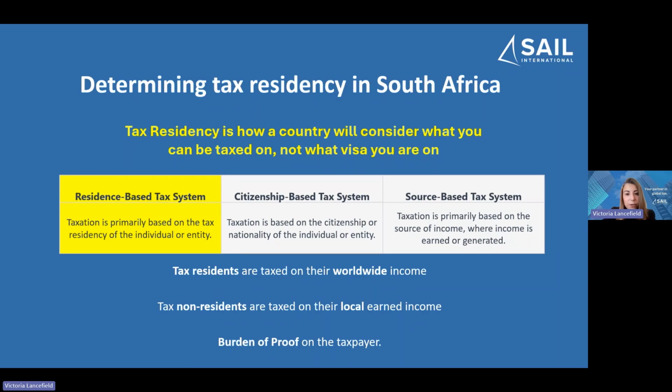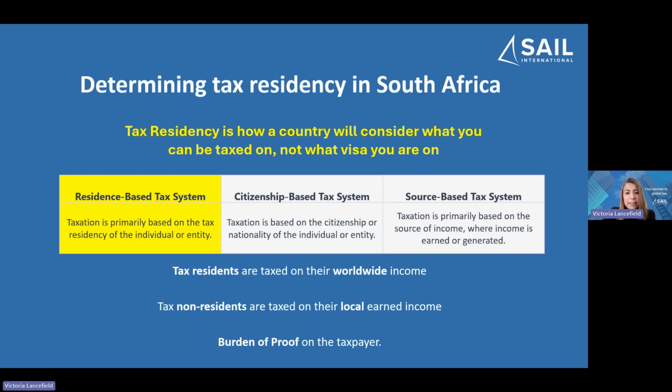Source-based tax system, which is our third type of tax system, is focused on the location where the income is generated or sourced. Under a source-based tax system, individuals and entities are taxed only on income that is earned within that country, whilst income earned outside the country is generally not subject to local taxes. So it is important to distinguish between the three tax systems and know which one your jurisdiction is covered by, so as to understand how you're going to be taxed and treated.